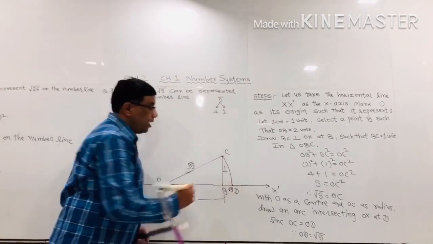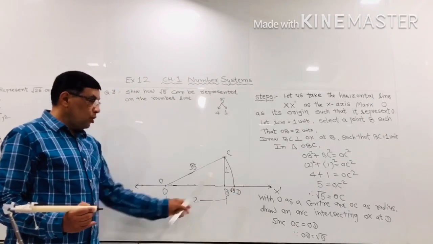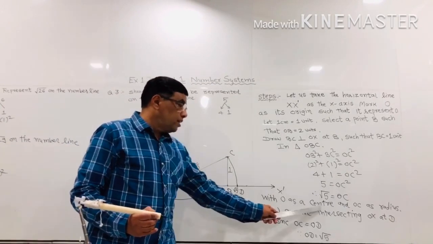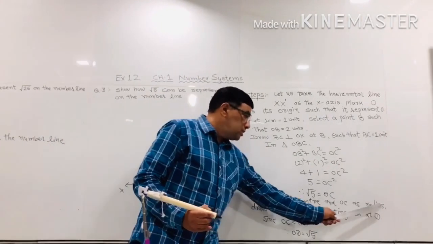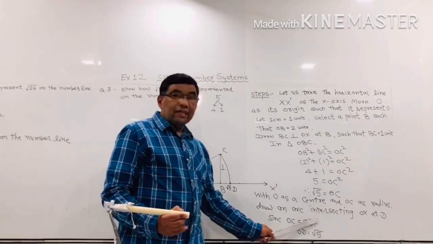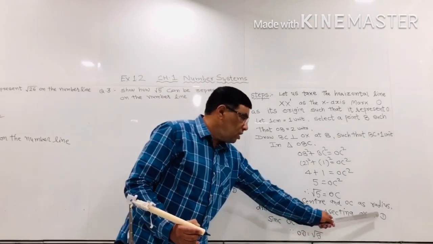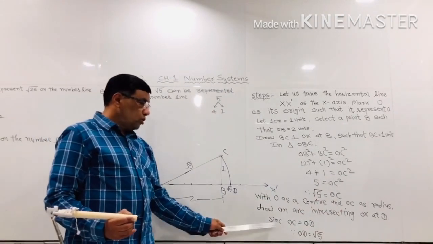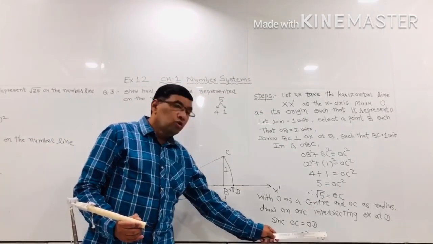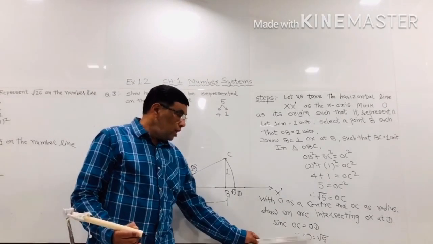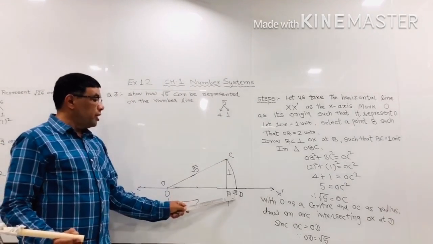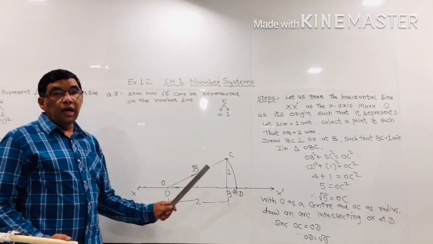This point is D, and O to D the value is what? Root 5. So with O as a center and OC as a radius, we draw an arc intersecting OX at D. So OC is equal to OD, which is equal to root 5. So means OD is equal to root 5. So this way root 5 is already represented on the number line.